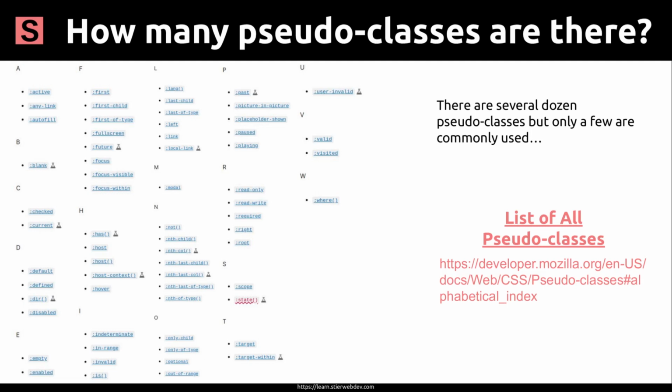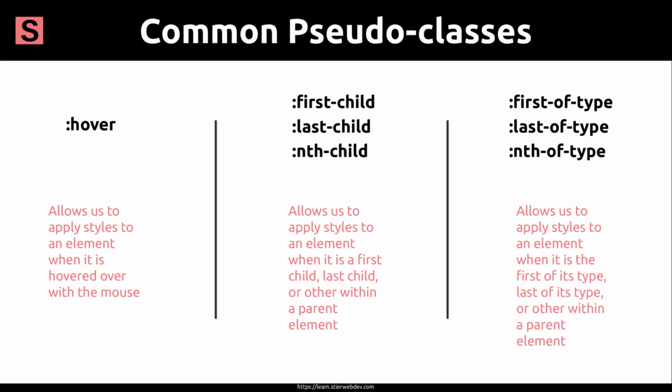If you want to see the list of all pseudo-classes, you can follow the link on this slide. I've also included the link in the lesson description beneath this video, so scroll on down if you want to click on it. Let's go over some of the most common pseudo-classes together. We'll try them out one by one in Replit. First, we'll start with the hover pseudo-class.